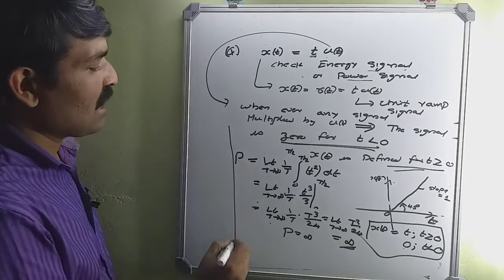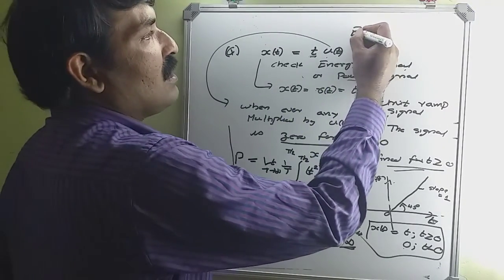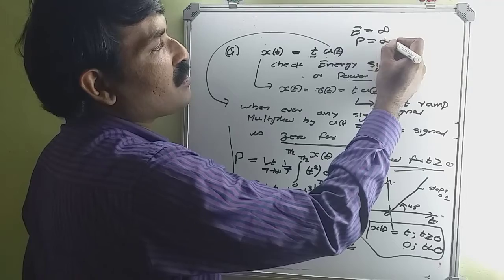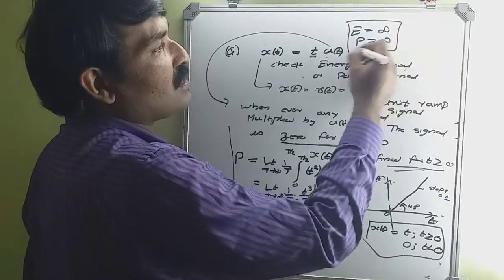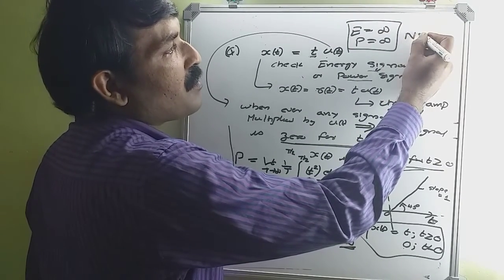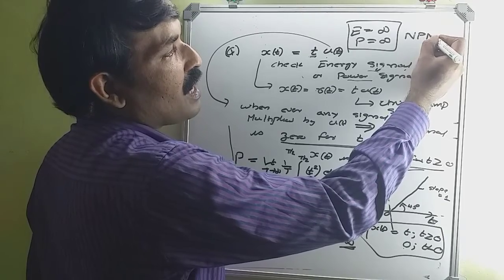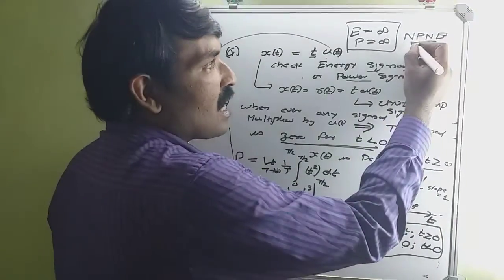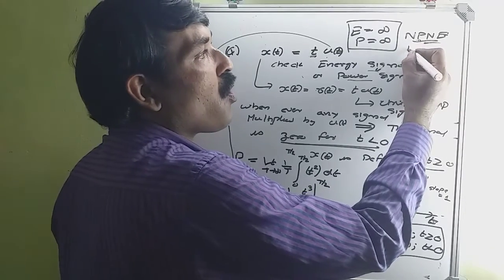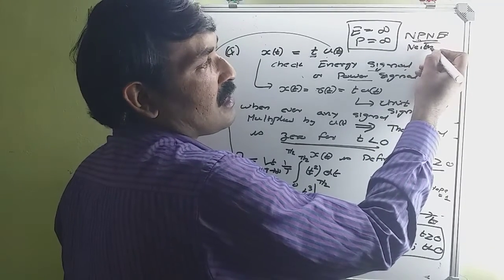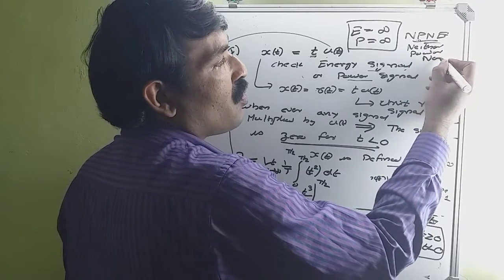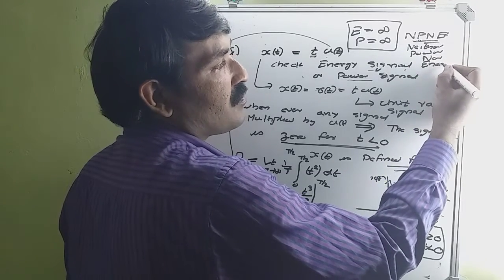That means energy of the signal is equal to infinity and power also is equal to infinity. The signal is NPNE. So the signal is NPNE. That means neither power signal nor energy signal. Neither power nor energy signal.